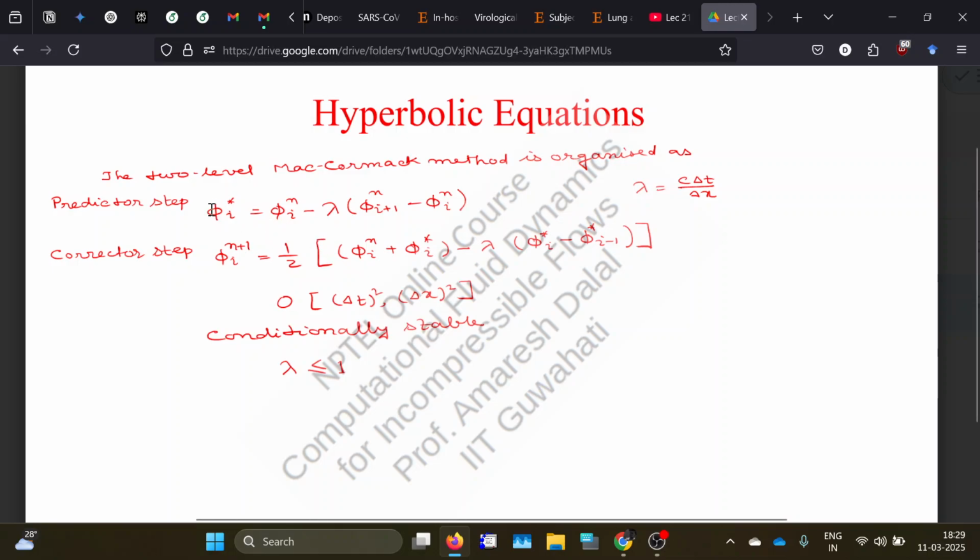So in the first step, the predictor, you calculate phi i star for all i. Then you go to the corrector step and find phi n plus 1 for all i. Okay. Now the same thing is like for seventh week lecture one.